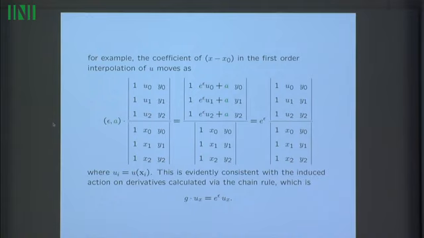So now let's look at these. If we now look at the coefficients of x minus x naught in the first order interpolation, so what is this? Well, x naught and y naught are fixed. It only operates on this u naught, and it comes out as a scaling. And this is evidently consistent with the induced action on derivatives calculated via the chain rule. That doesn't always work out that pretty. But it does here. That's why this one's on the slide, because it works out nicely.